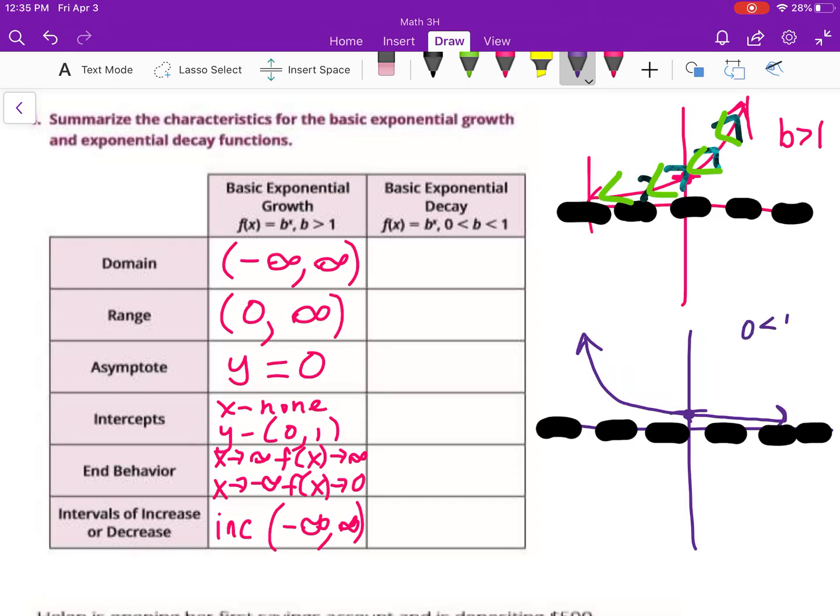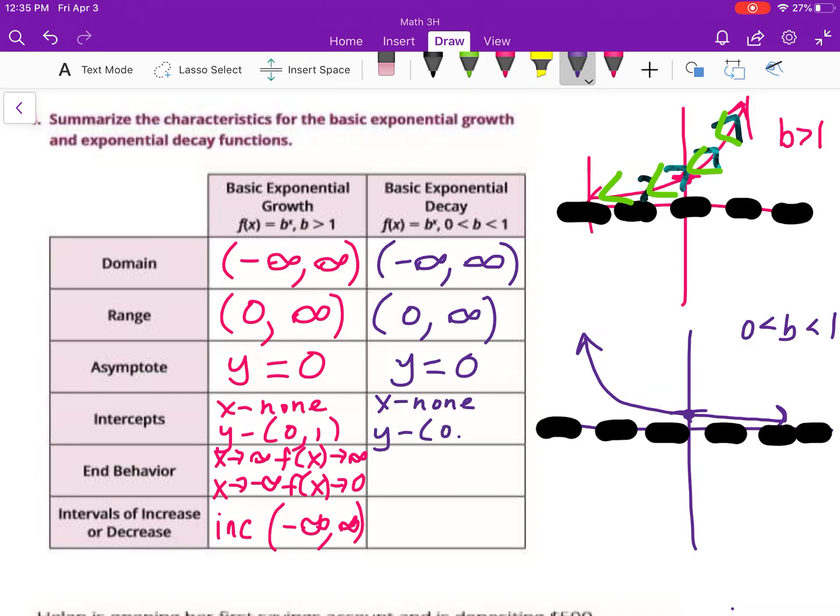Decay is where it's a fraction. It works the same way though. The domain is still going to be negative infinity to infinity. The range is still going to go from the asymptote to infinity, so that's no change. The asymptote is still y equals 0. Here's where it gets a little different. Oh, I'm sorry, the intercepts, I jumped ahead. We have none for x, and y is still 0, 1.